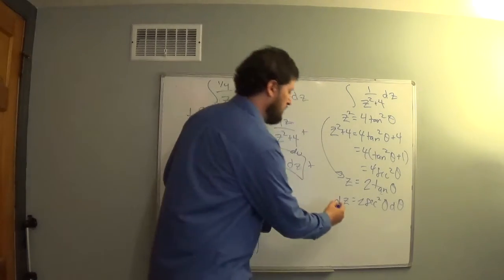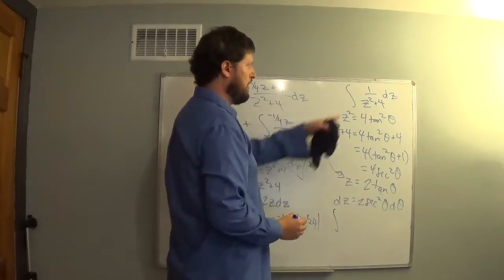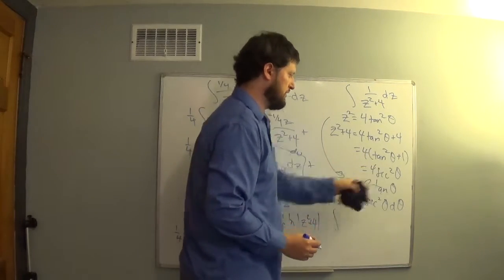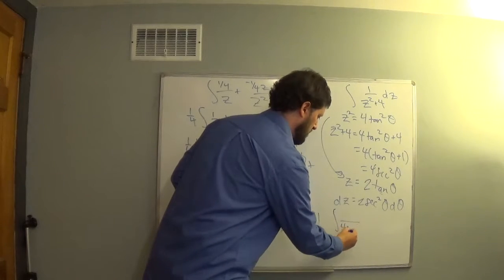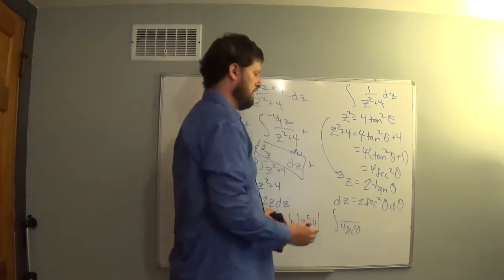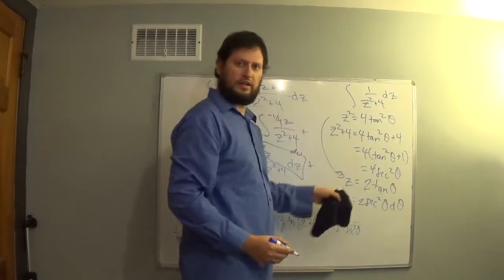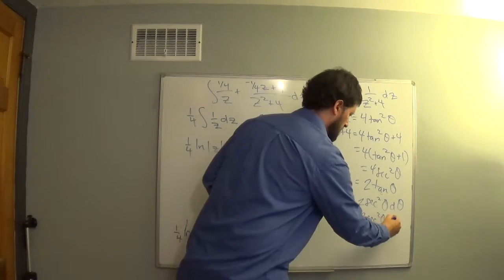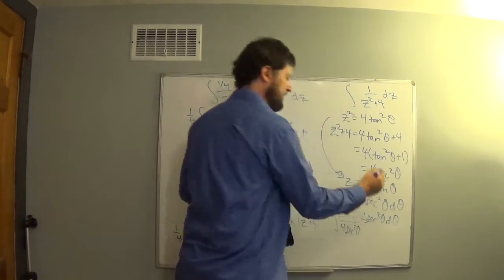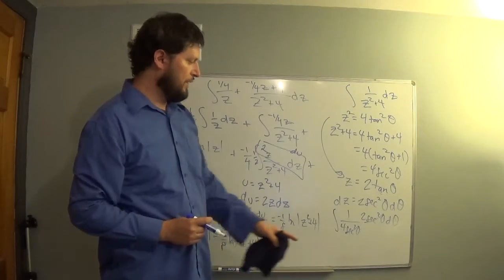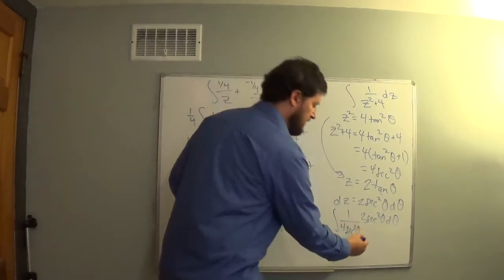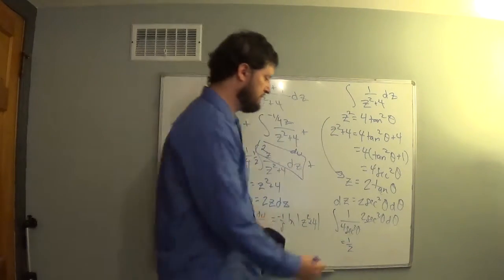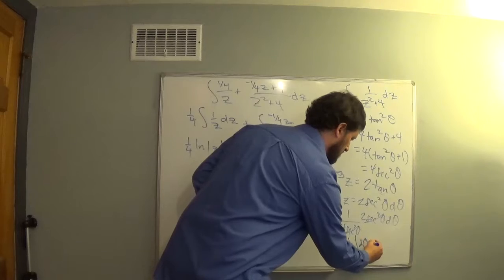Substituting everything into the integral gives me 1 over z squared plus 4, which is right here, which is 4 secant squared theta, and dz is right here, which is 2 secant squared theta, d theta. Secant squareds cancel, and we're left with 2 over 4, which is 1/2. So this is 1/2 integral of d theta, which is 1/2 theta.